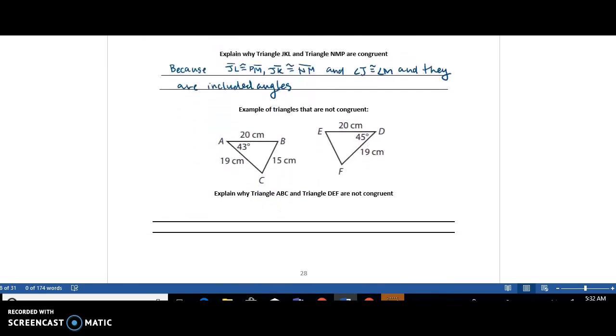Okay. Examples of triangles that are not congruent. So we have AC is congruent to DF, and then EB is congruent to ED. I put 2 marks on these because they're 2 separate sides that are congruent to each other. But then I have that angle A is 43 degrees and angle D is 45 degrees. So explain why they're not congruent. We're going to say because the included angles are not congruent. There you go.